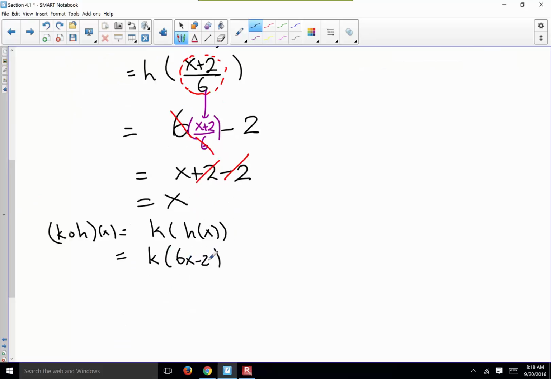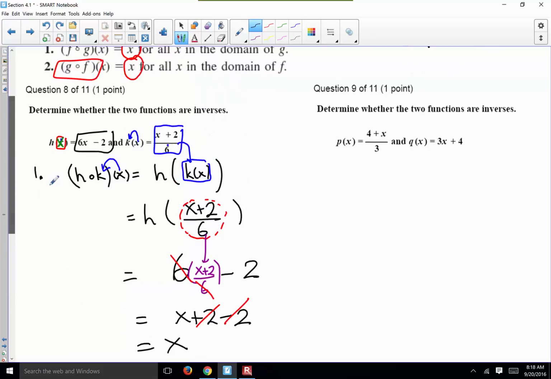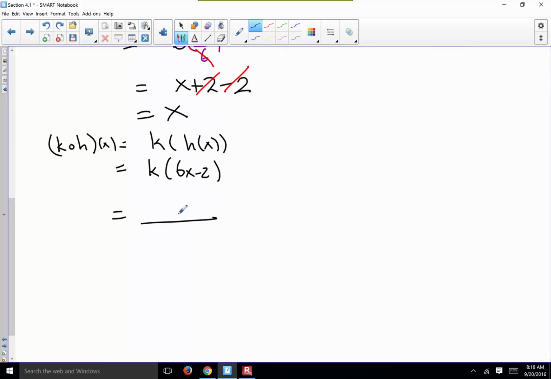6x minus 2 is going in. And then I see what K does. K is x plus 2 over 6. But I don't have x inside anymore. I have something else. I put that in. Oh, these are canceling. I have 6x over 6. And those are canceling as well.